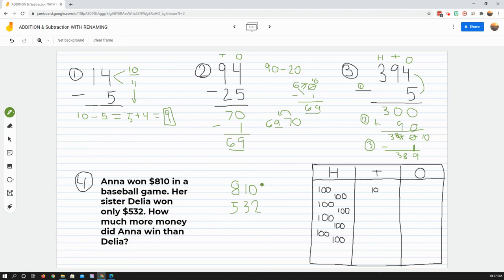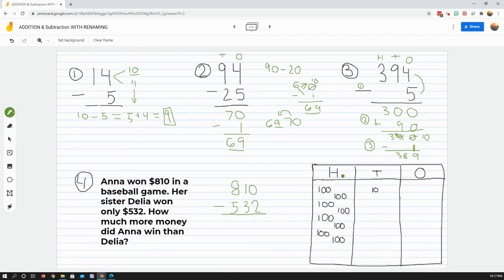Anna won $810. So how much more money did Anna win than Delia? And Delia won 532. So what I'm going to do is I'm going to subtract, and it's going to give me exactly the amount that Anna won more. So Anna won this amount of money more than Delia did. That's what this is going to tell me. So let's see. 810 minus 532.